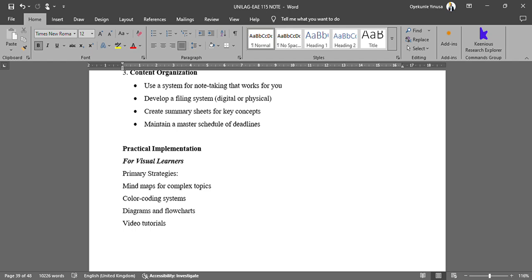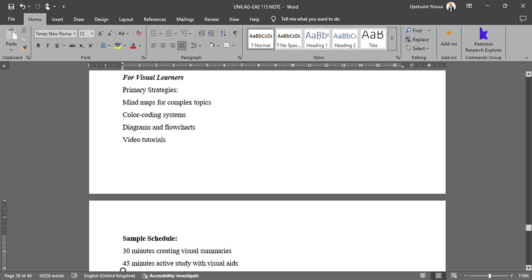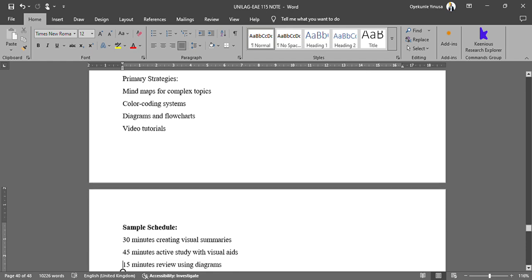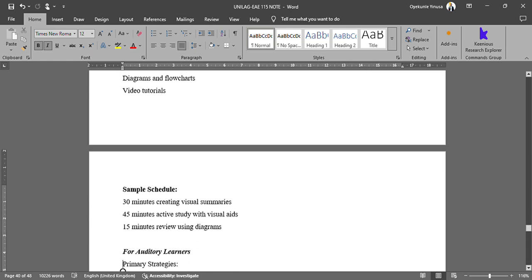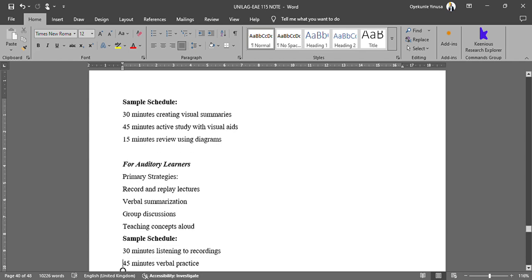Diagrams, flowcharts, and video tutorials are very key for visual learners to see, to be able to assimilate well, retain information, and regurgitate. Simple schedule: 30 minutes creating visual summaries will do for you. 45 minutes of active study will help you, and 15 minutes of review using diagrams will also help you.